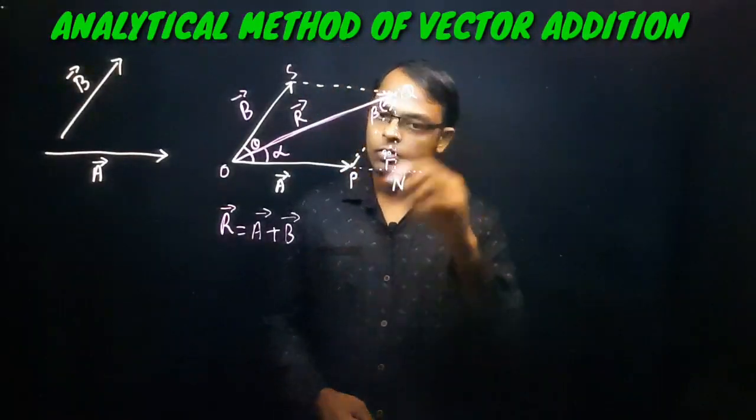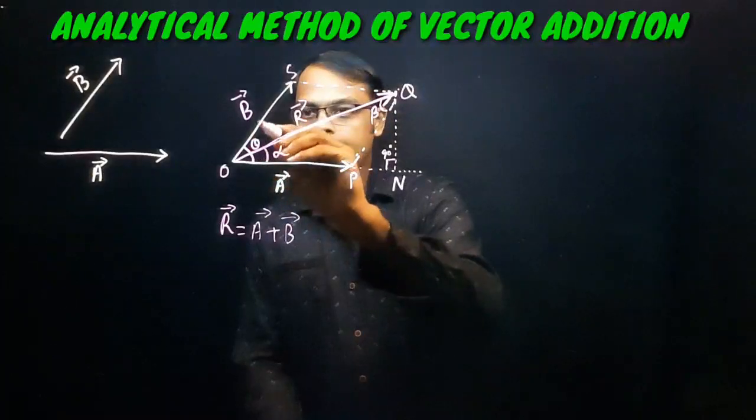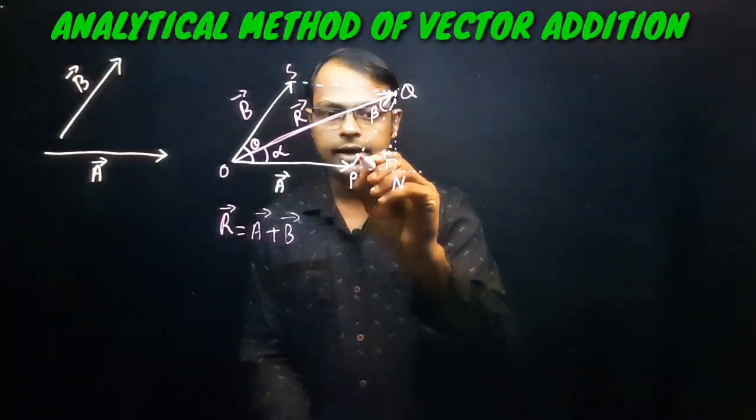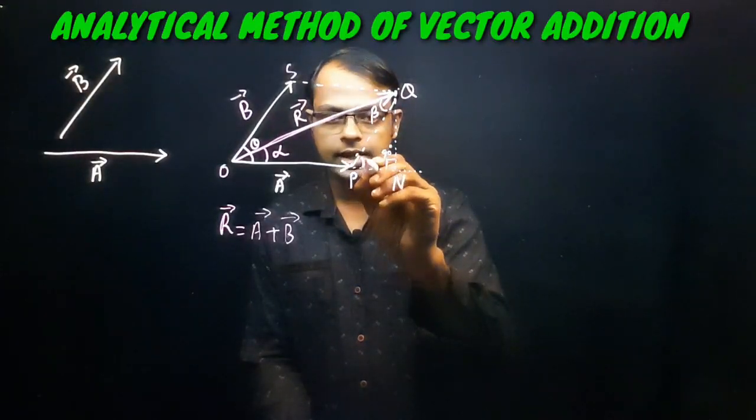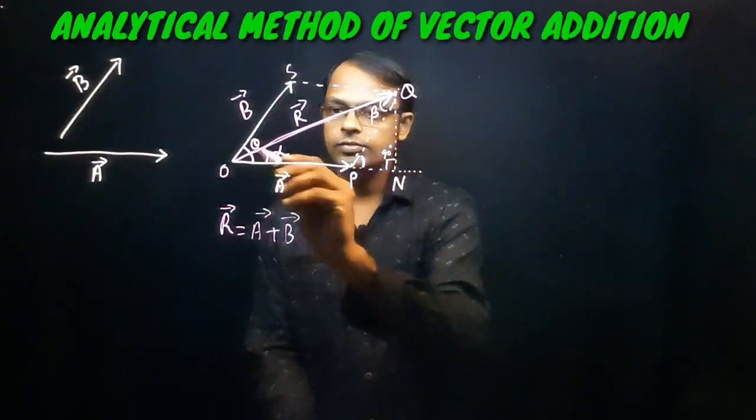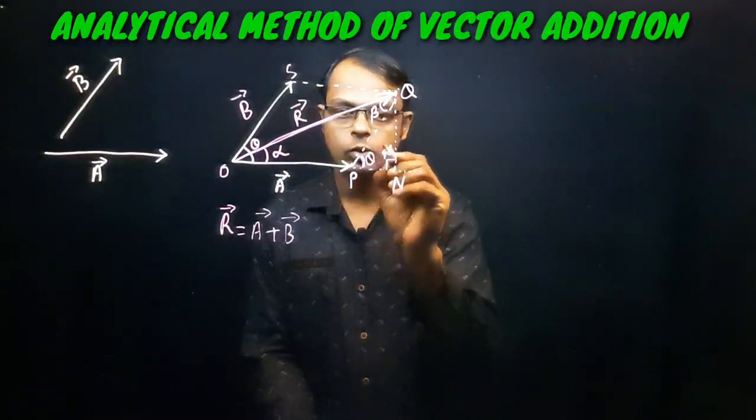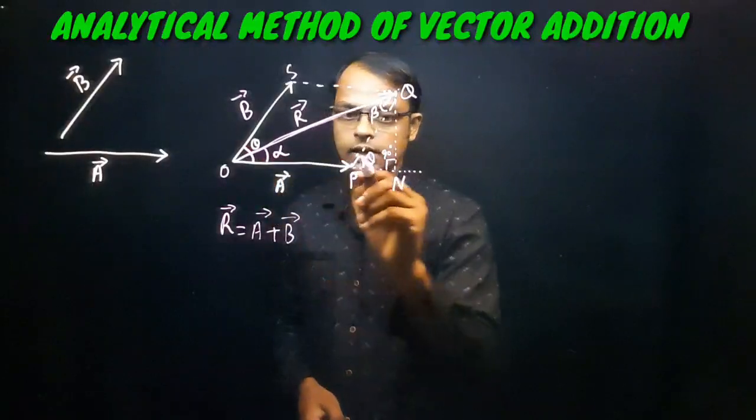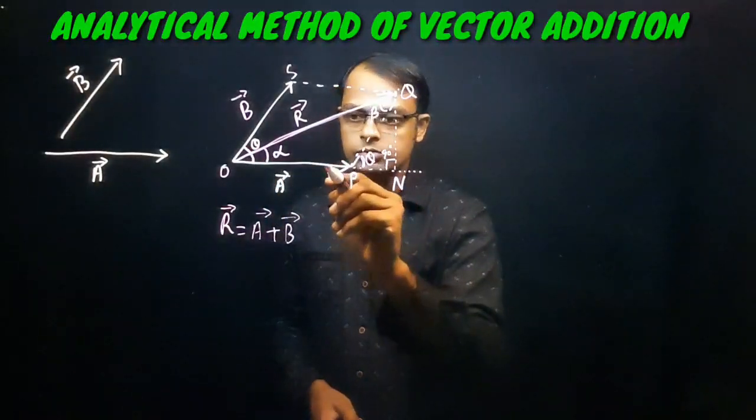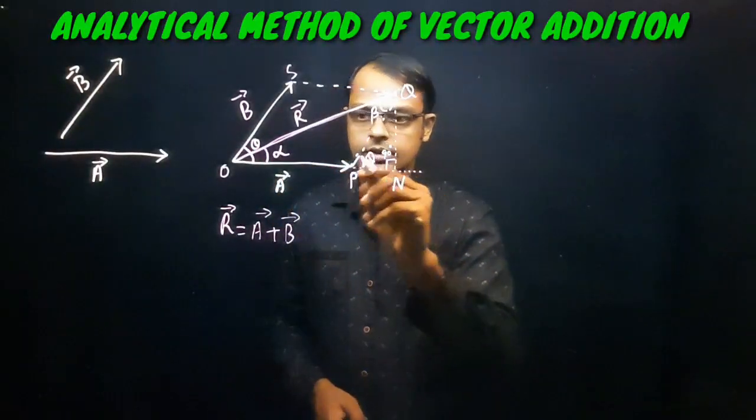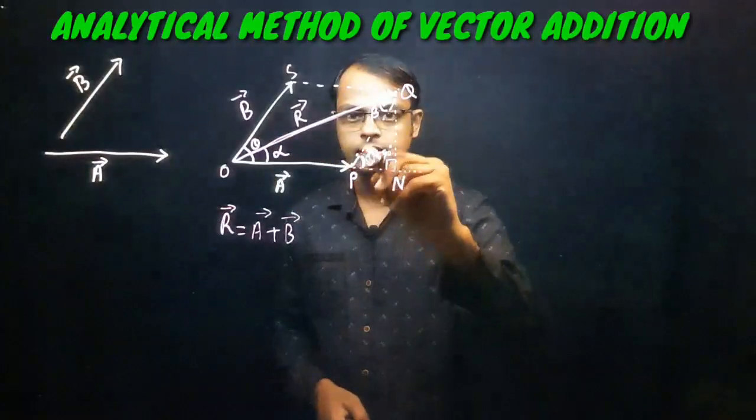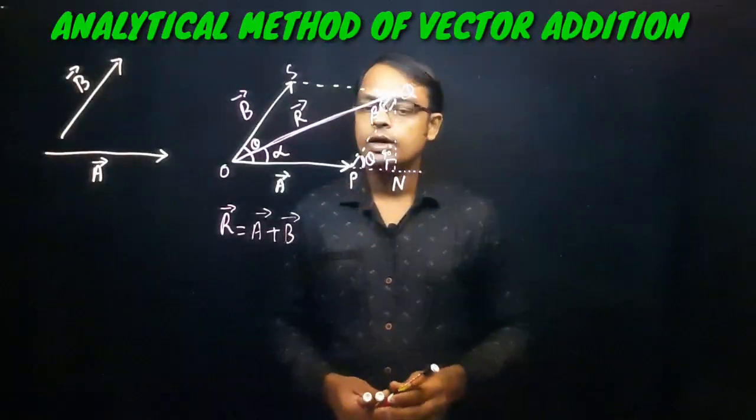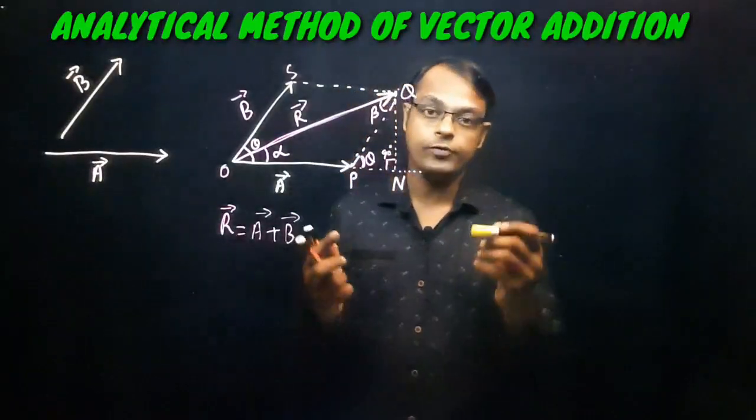Now one more case here. If the angle between A vector and B vector is theta, what is the angle here? This also becomes theta, because we are extending the OP vector and the B vector is drawn as a parallel line here. So this angle also becomes theta. Right. Now let's derive the analytical method of vector addition.